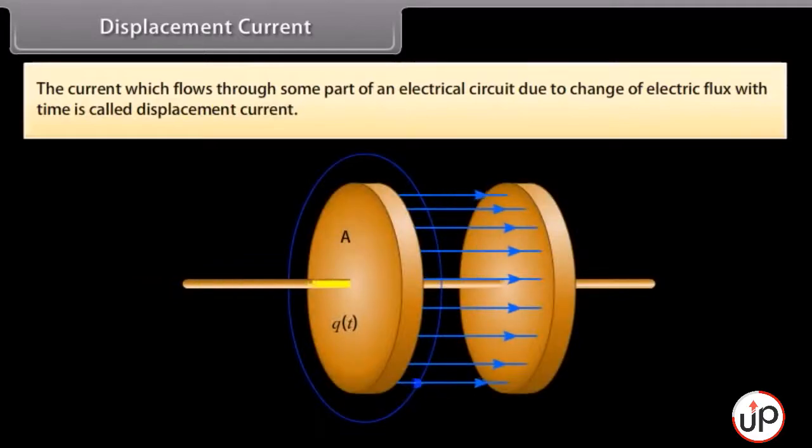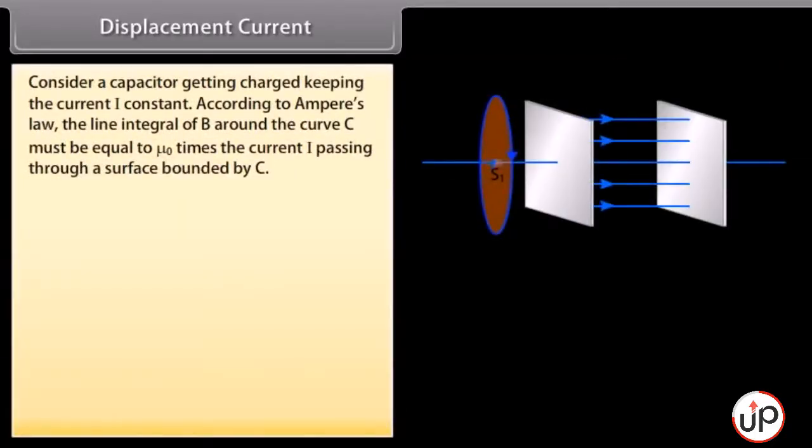Displacement current. The current which flows through some part of an electrical circuit due to change of electrical flux with time is called displacement current. Consider a capacitor getting charged, keeping the current I constant. According to Ampere's law, the line integral of B around the curve C must be equal to mu naught times the current I passing through a surface bounded by C.